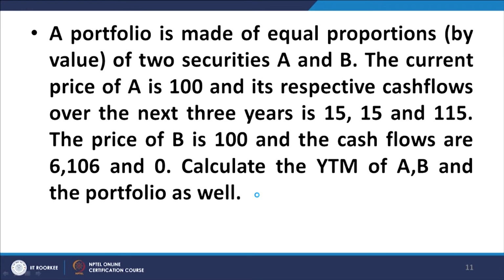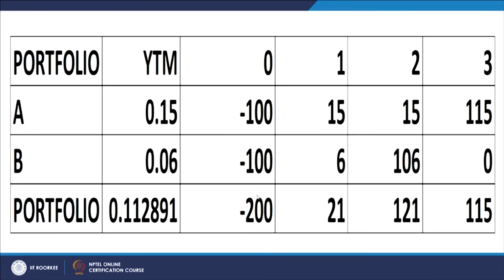Let us see what the actual YTM turns out to be. A has a cash outflow of 100 at t equal to 0, and it gives me 15, 15 and 115 at the end of 1, 2 and 3 years. B has an outflow of 100 at t equal to 0 and gives me 6 and 106 at the end of the first year and second year, with no cash flow at the end of the third year. So, the total cash flows are minus 200 at t equal to 0 for constructing the portfolio, and the cash inflows are 21 at t equal to 1, 121 at t equal to 2, and 115 at t equal to 3.